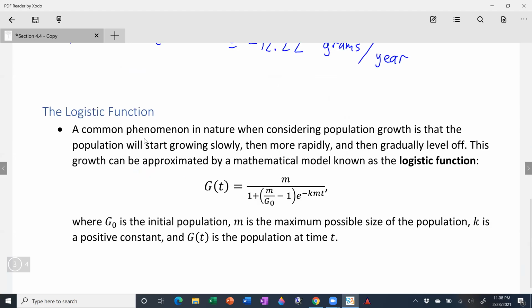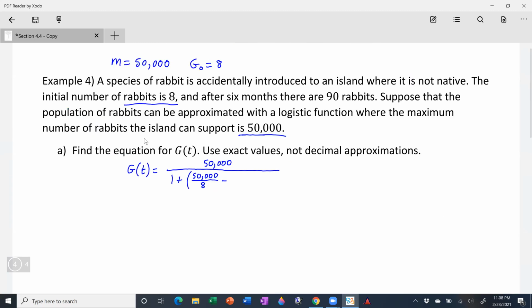Okay, continuing. Minus 1, and then times e to the negative kmt. So we have minus 1, and then it's times e to the negative k, which we don't know. M, they told us, so that's the 50,000, and then t is pretty much the variable of this function. Okay? So, like I said, the hardest part is to find that k if you're not given k in advance.